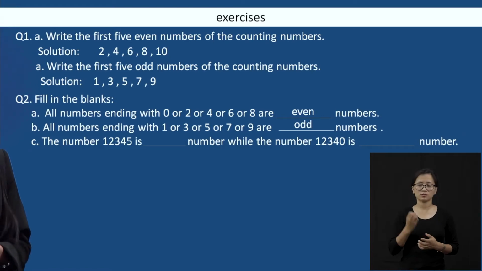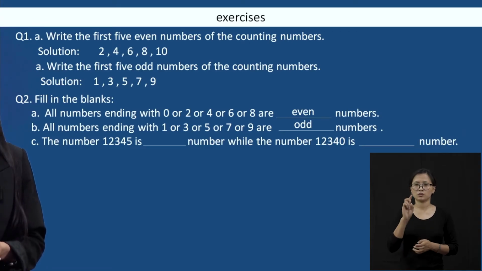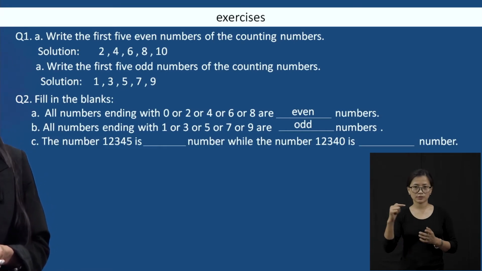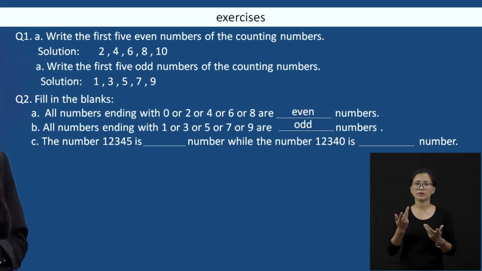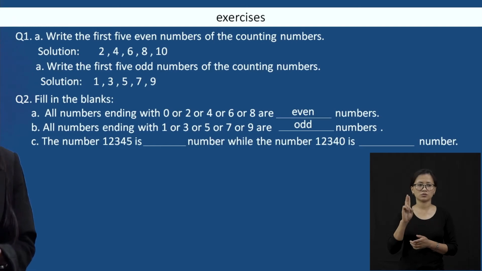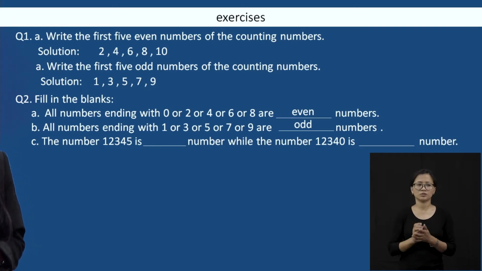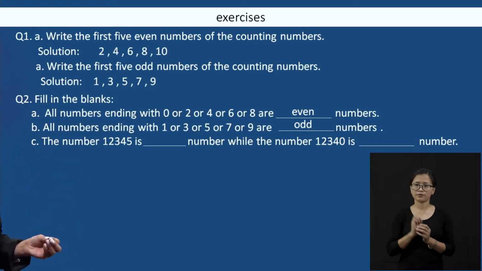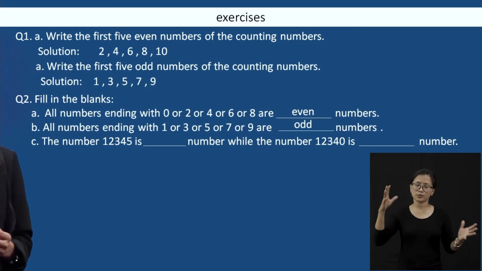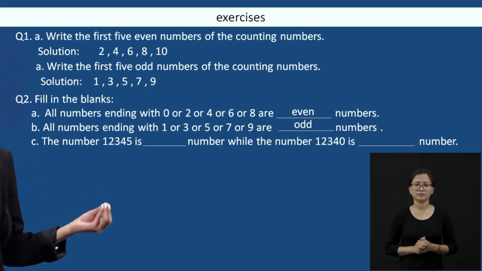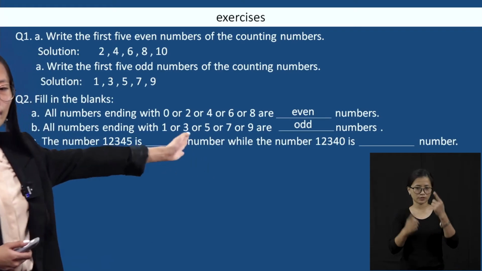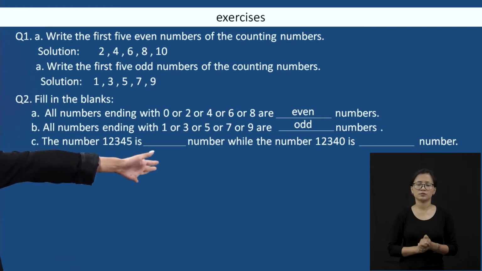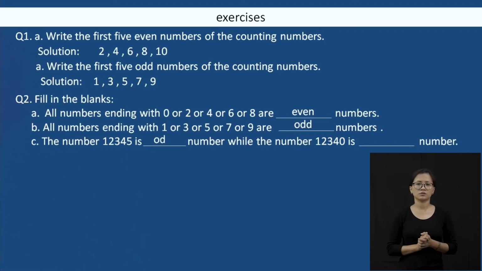Now the numbers. 1, 2, 3, 4, and 5 is a 5-digit number, while the number 1, 2, 3, 4, and 0 is also a 5-digit number. So it is a bigger number, right? In this case, like I mentioned, you check the ending number or the rightmost number. Here the ending number is 5, which means this is an odd number.